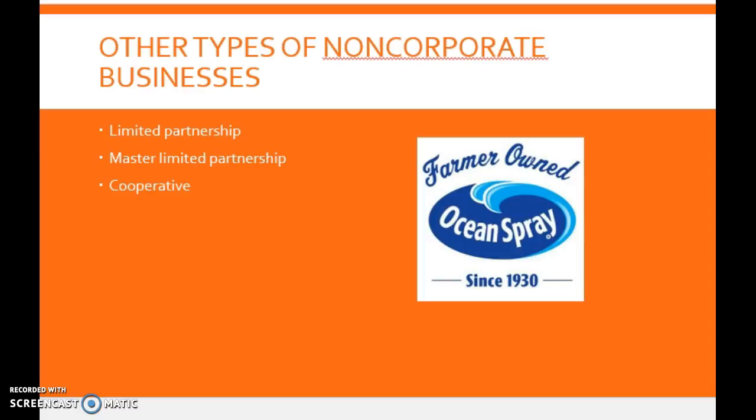The final type of non-corporate business that we will discuss is a cooperative. Cooperatives combine the freedom of sole proprietorships with the financial power of corporations. They give members greater production power and greater marketing power, but are limited to serving the specific needs of their members. Ocean Spray is an example of a cooperative.